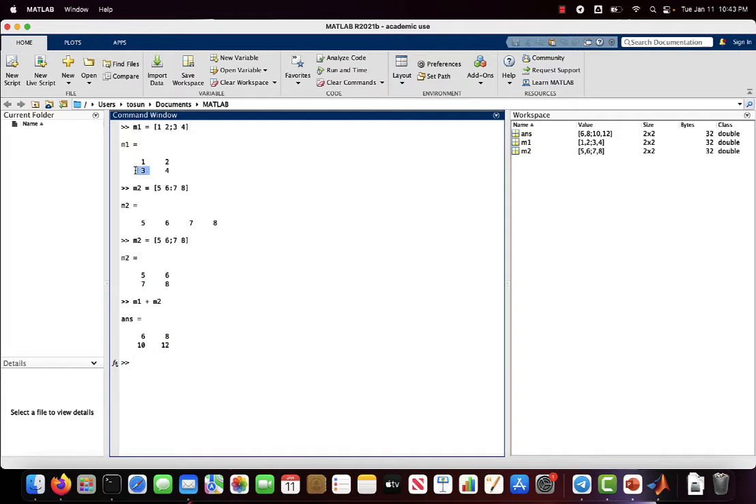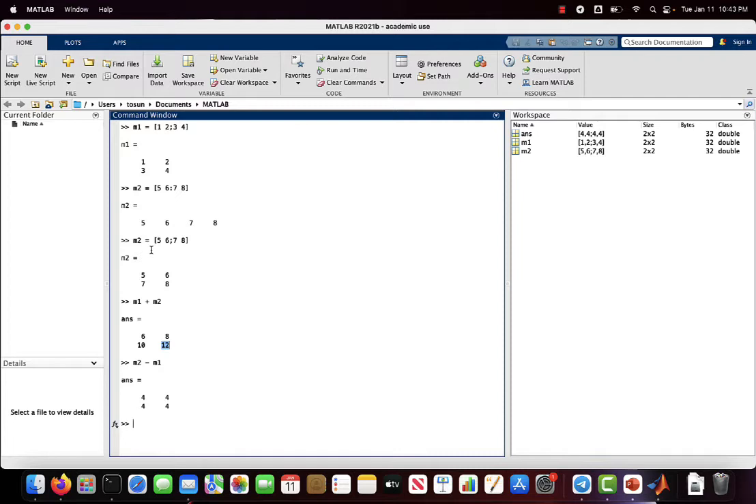7 plus 3, the result will be 10. And the last element, 8 plus 4, the result will be 12. In the same way, we can use the subtraction M2 minus M1. When you write it, you will see the differences between the M2 and M1 values.